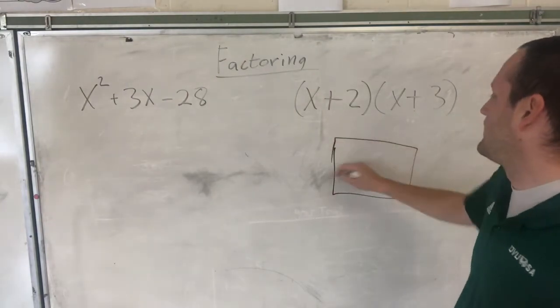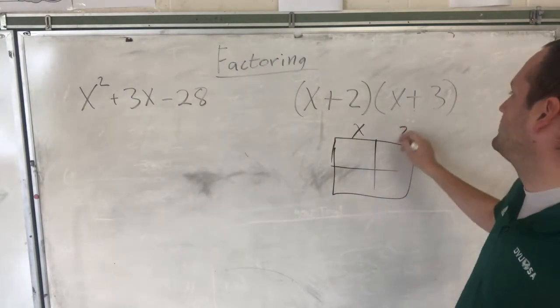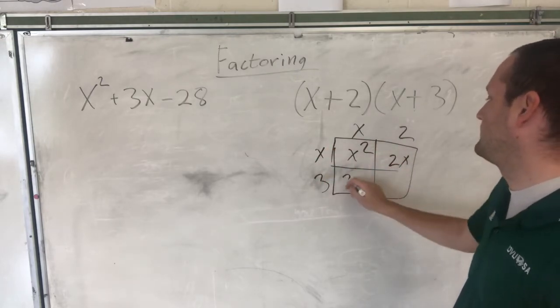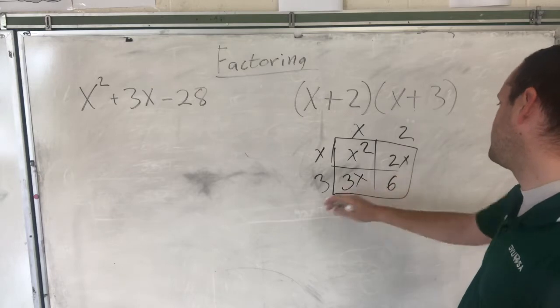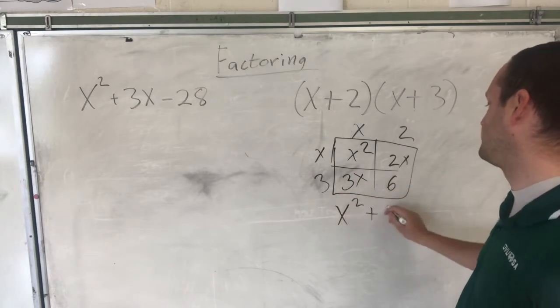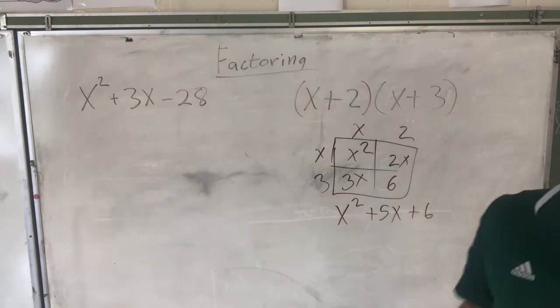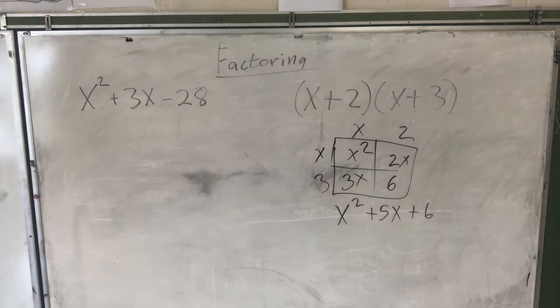We draw our box. It gives me x and 2, x and 3. That gives me x squared, 2x, 3x, 6. You combine it all together, you get x squared plus 5x plus 6. Okay, that's something that we've been doing. We've done it multiple times in class.